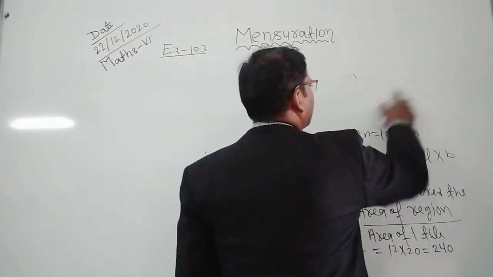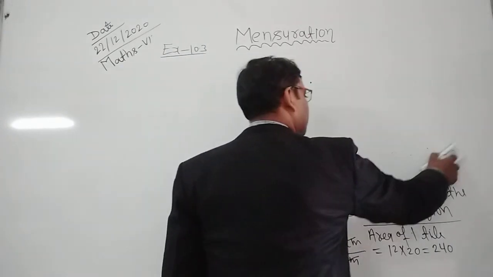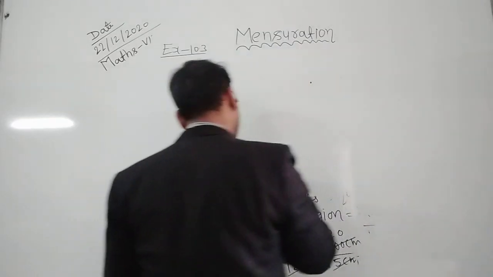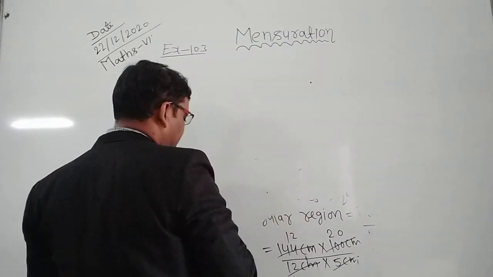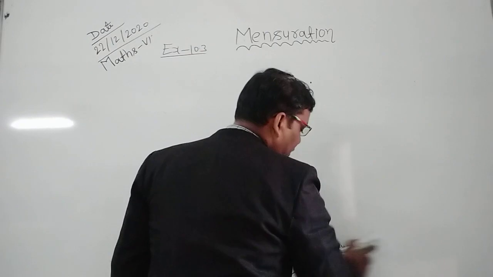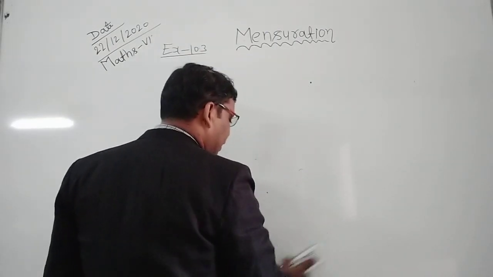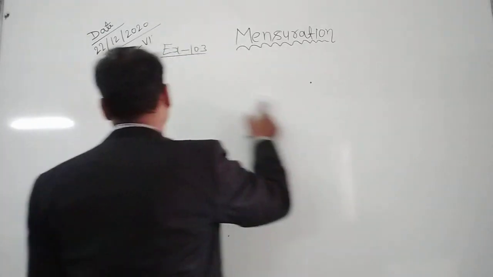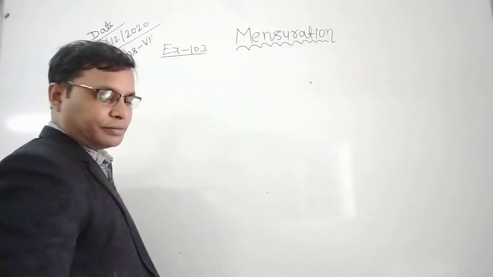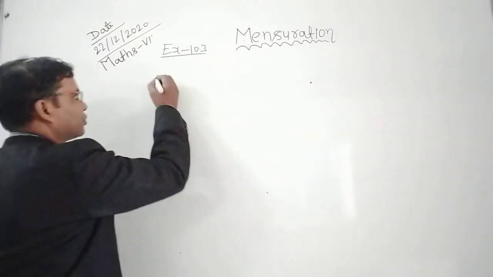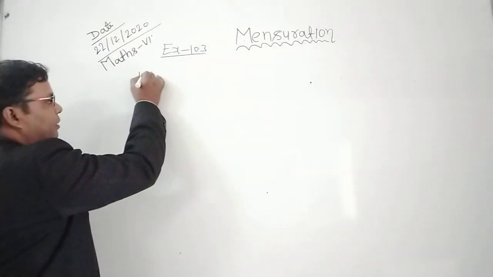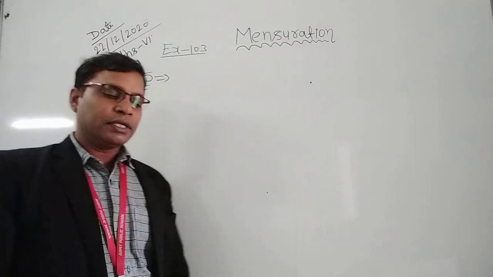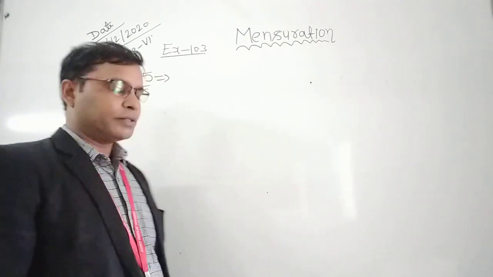In question number 15, a rectangular plot is given whose area is 340 meters square and the breadth of this plot is given. We need to find its length and also its perimeter. Now, this is question number 15. In this question, the area of the rectangular plot is given.